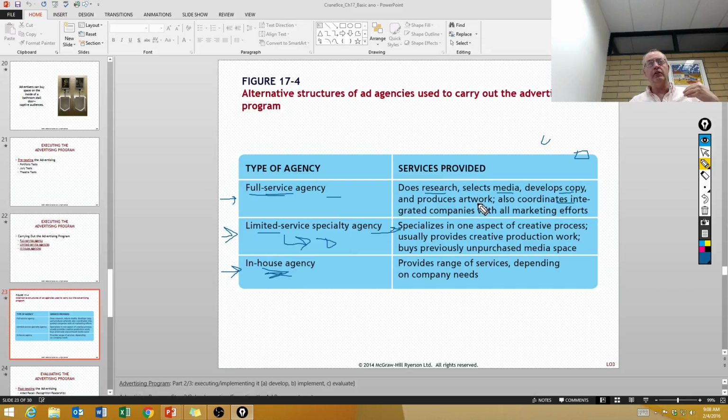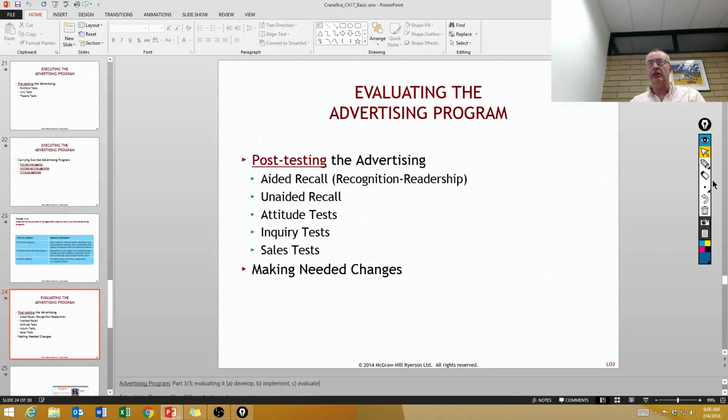Okay, so we roll out the ad program, and then we come to our final step in the ad program. So this is step three out of three, and it's assessing or evaluating how successful our ads were in the market. And we have these five ways of post-testing the ad. So we test the ad after, post means after the ad has been in the market.